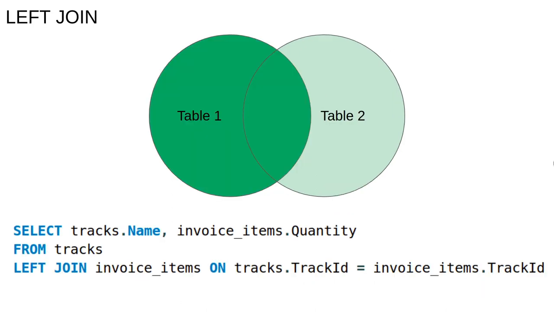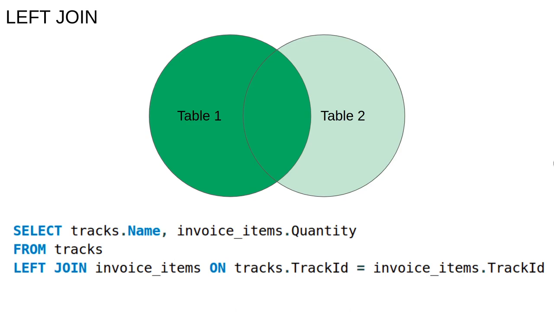The left join keyword returns all records from the left table and the matching records from the right table. The result is null from the right side if there's no match, and right join is similar. So for example, the query select tracks.name, invoiceItems.quantity from tracks, where we left join on track ID, will return the names of all the tracks and the quantity that were invoiced. For tracks which have never been purchased, the quantity will be null.